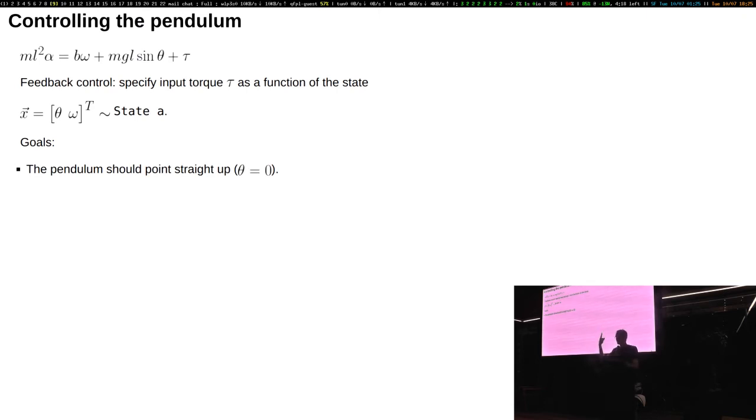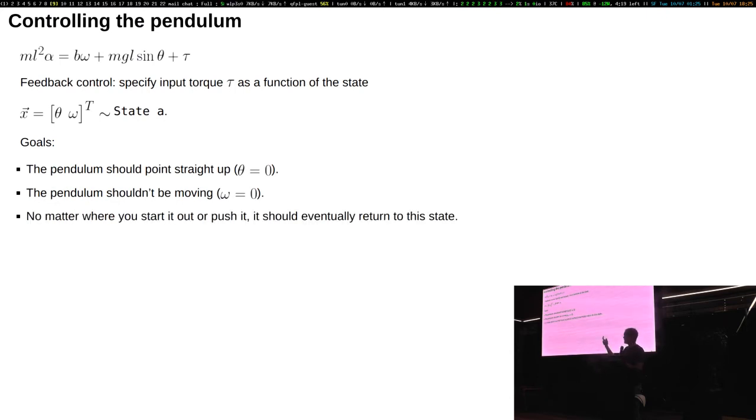So we want it to stand up. What else? We want it to not move around here, so it should stay still. And then the stability part is that if you start it somewhere not standing up, or if you push away from standing up, you should go back there and not wobble. And we'd like to just see it go up and stop.